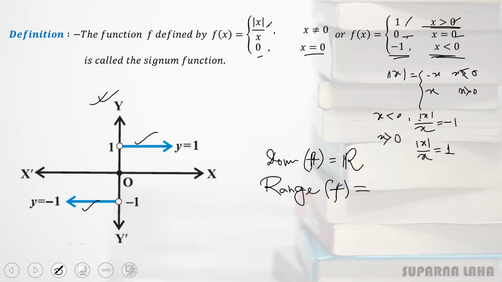What is the range? In this range, you will find only these three elements. That is, it will be either 1, 0 or minus 1. So, a very important thing for this signum function is its domain and range. Its domain is given by the set of real numbers and its range is given by these three elements: 1, 0 and minus 1.